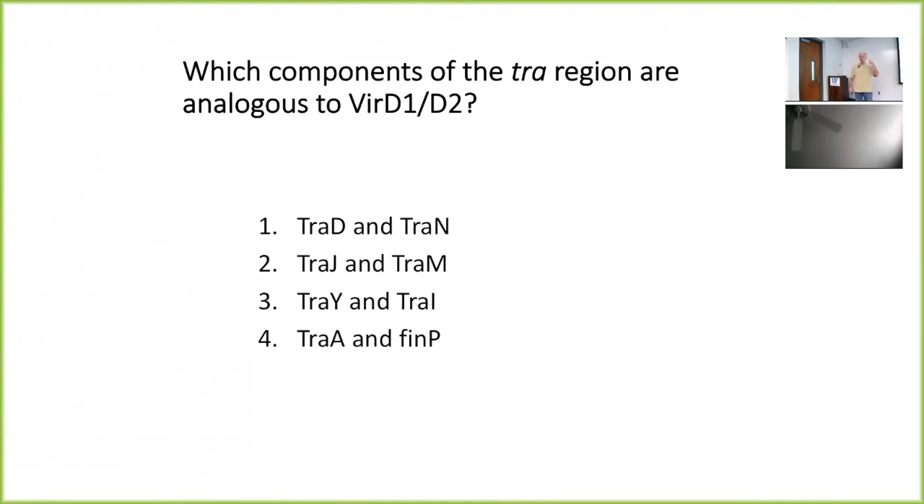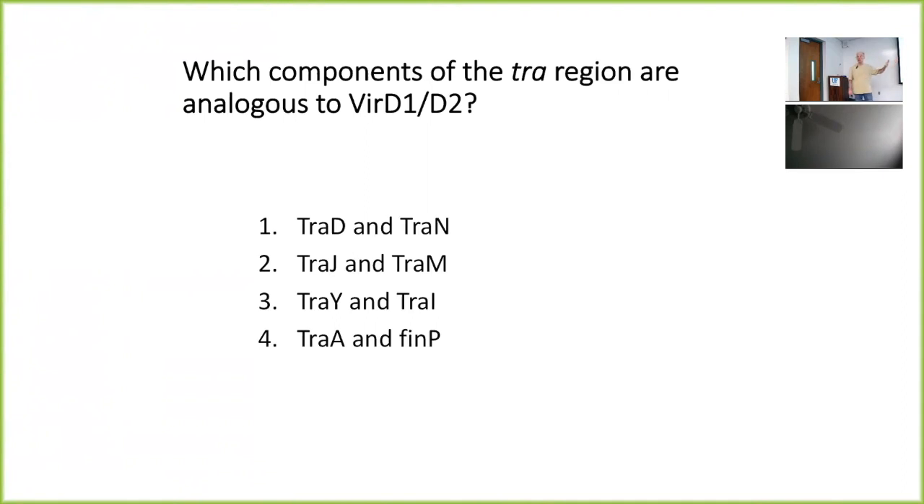So that's analogous to TraY and TraI, right? TraY being D1, TraI being D2, the cutter. So be aware of that analogy. The other analogy is the borders, right and left border. What are they analogous to in tra, or nic, the site of cutting?